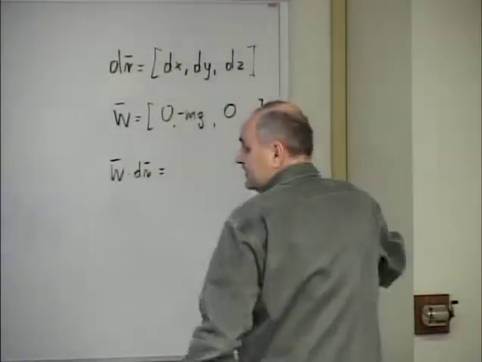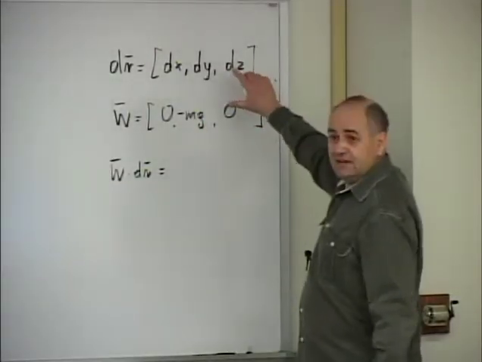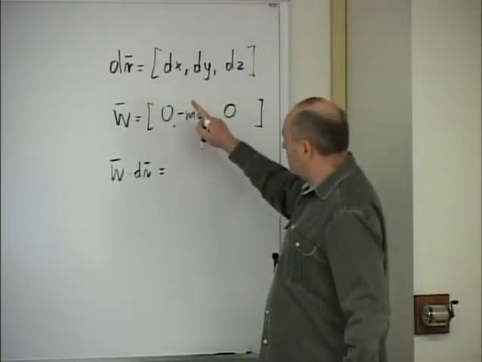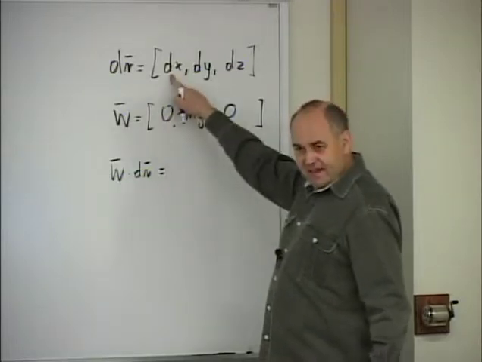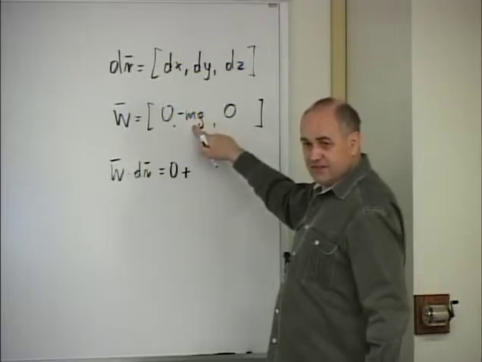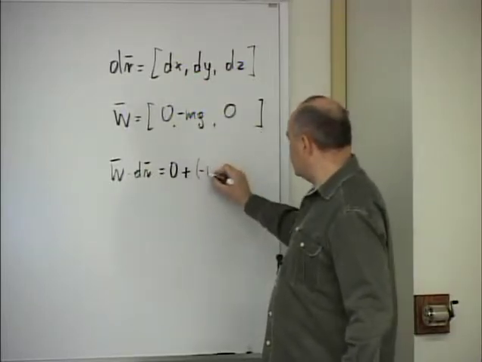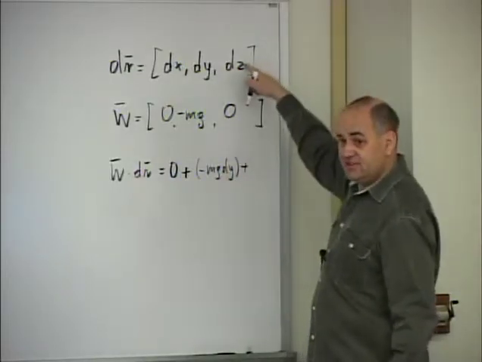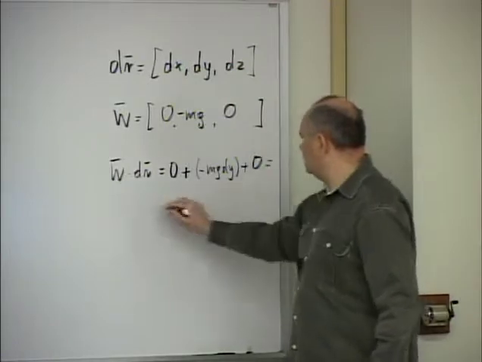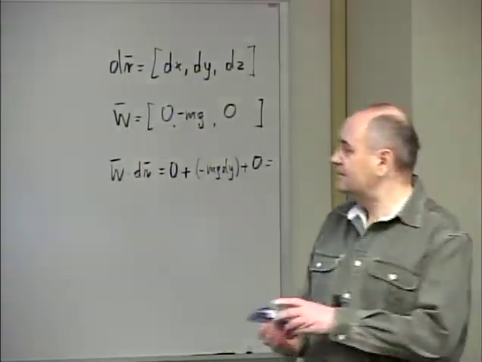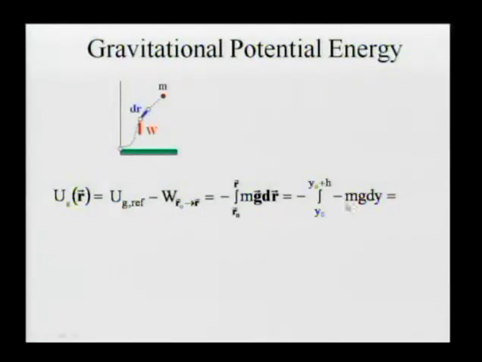Can we multiply these two vectors? Mark, can you do that? 0 times dx plus second component times second component plus third times third. So the result is going to be minus mg dy. So this is the result of scalar product.